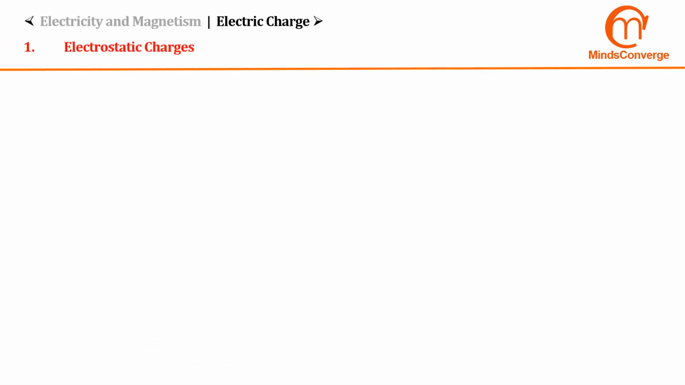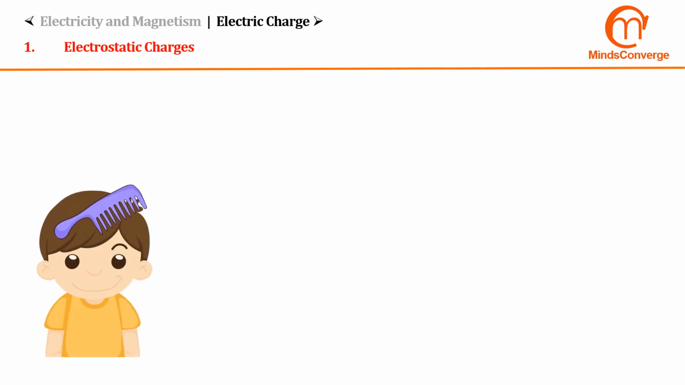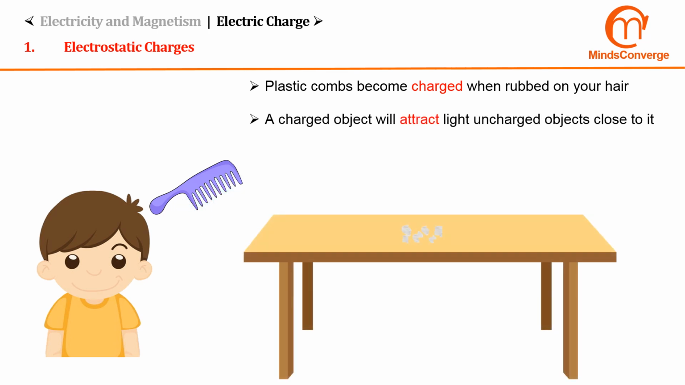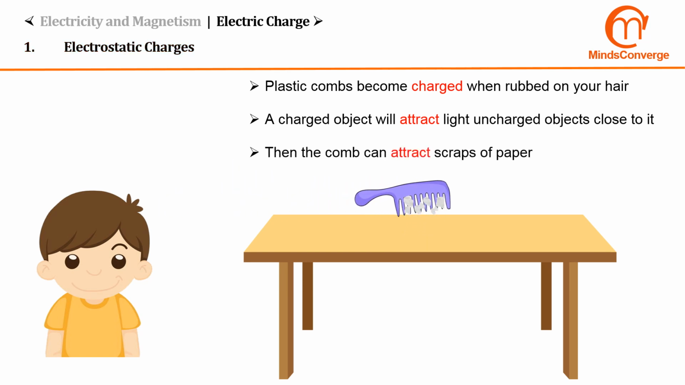What is the electrostatic charge? We experience electrostatic charge in a number of ways in everyday life. For example, when you rub a comb made of certain plastics on your hair, the comb becomes charged. A charged object will attract any light uncharged object which is close to it. Then the comb can attract scraps of paper.